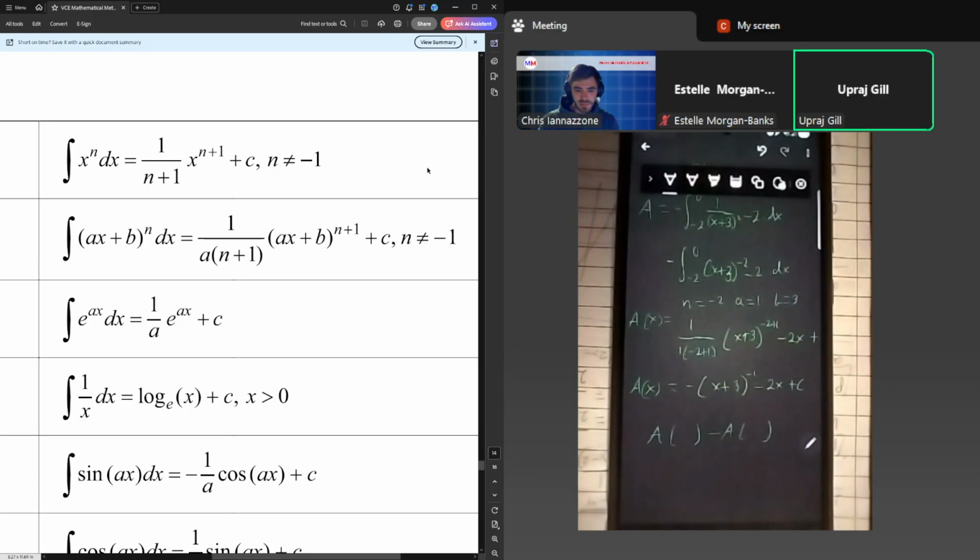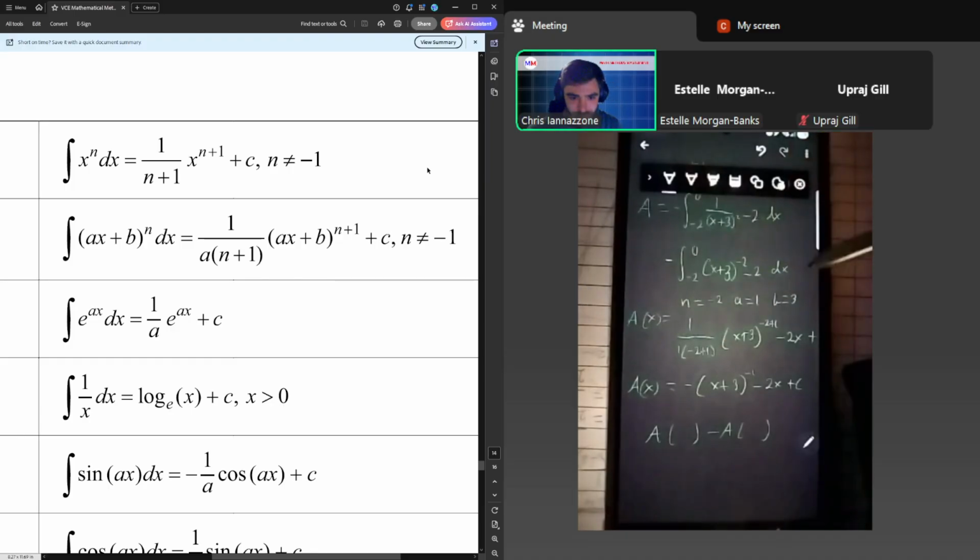You can do that, but you have to change something ever so slightly. Should we just do the 0 and then minus the -2? Yeah. So if you're just doing stock standard integrals, you would do top take bottom.